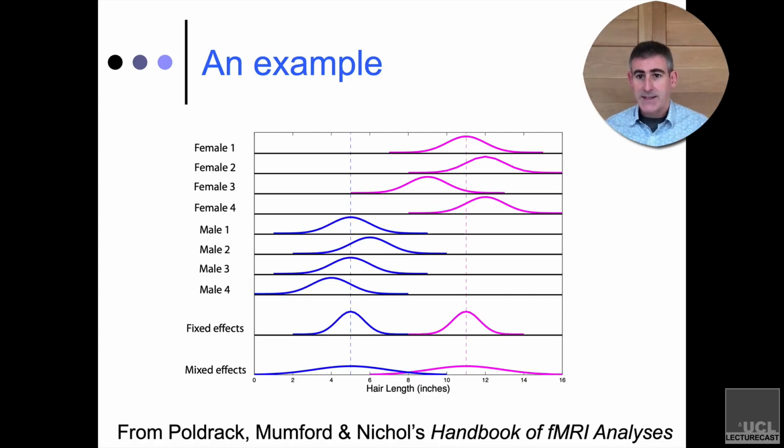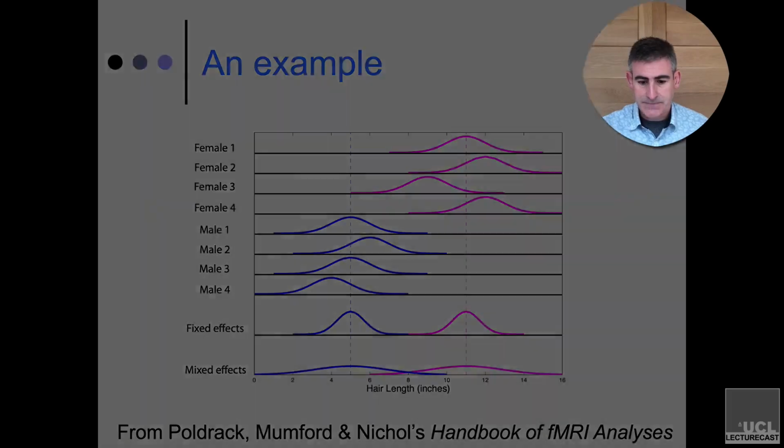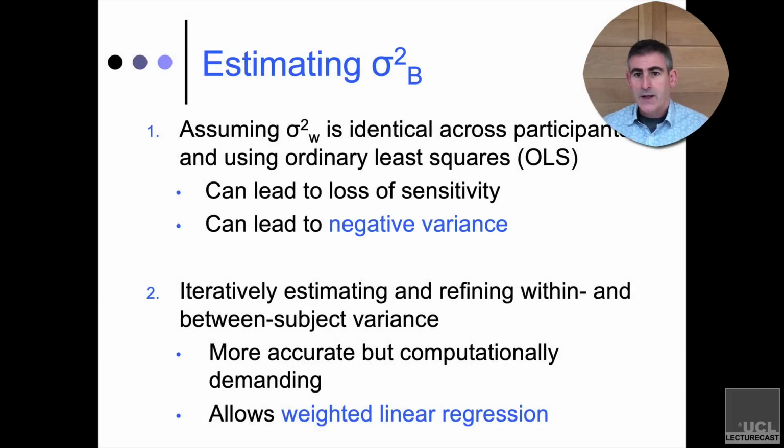That is exactly analogous to what we're doing when we consider a fixed effects analysis versus a random effects or mixed effects analysis. It's all about how we treat the variance. It turns out that estimating between subject variance, sigma squared b for between, is actually tricky.